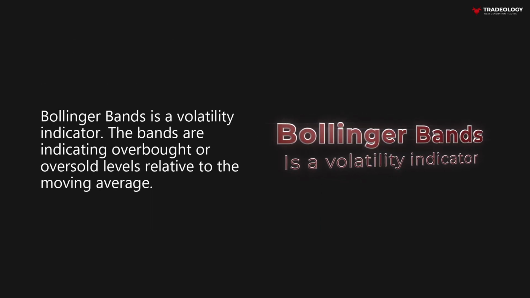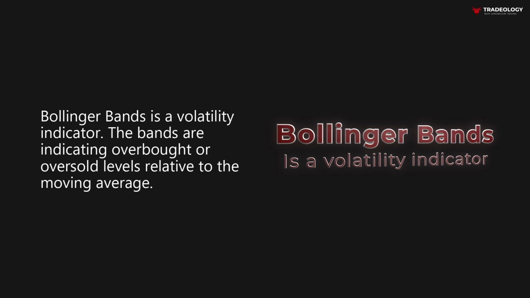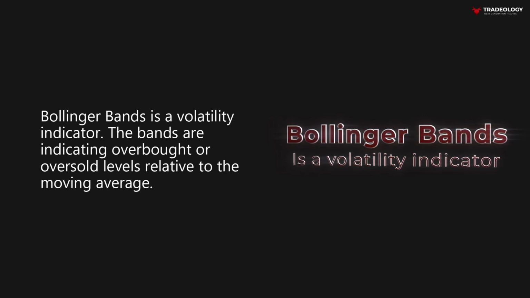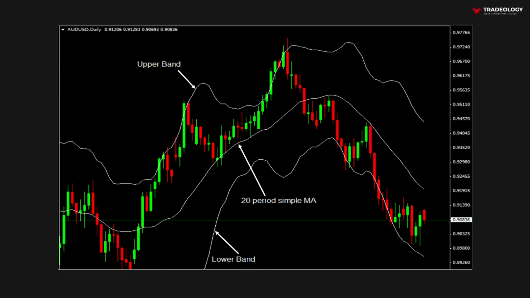Bollinger Bands is a volatility indicator. The bands are indicating overbought or oversold levels relative to the moving average. As we'll see on the chart here, this is how it will display. You'll have an upper band and a middle line, which is representative of a 20-period simple MA, and a lower band.